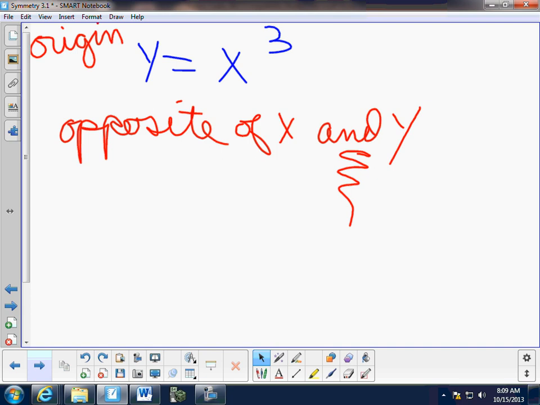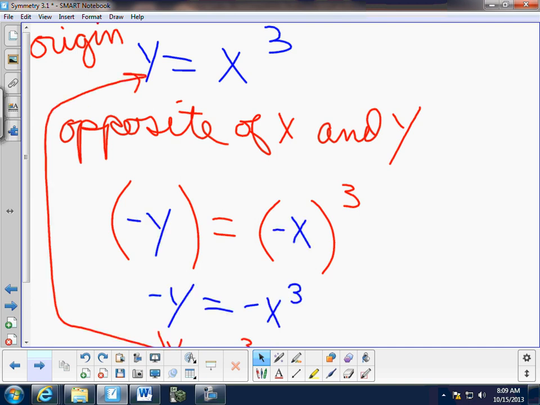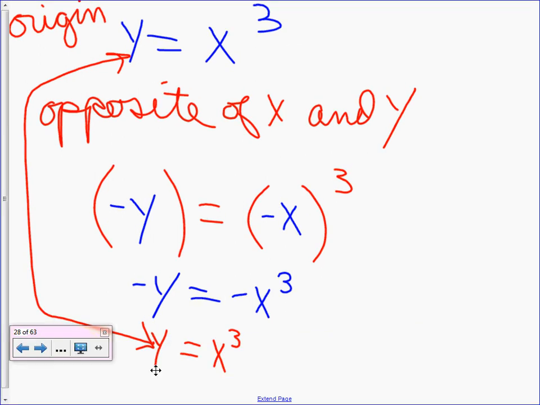All right, so how's that play out in a problem? Well, if I wanted to check this one for symmetry with respect to the origin, take the x value out, take the y value out, replace them with the opposites. Replace them with the opposite of the x and the opposite of the y.